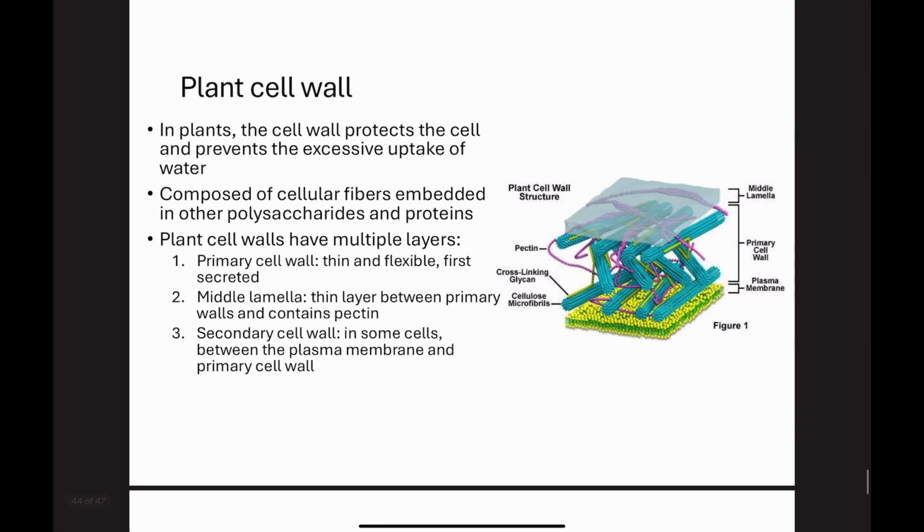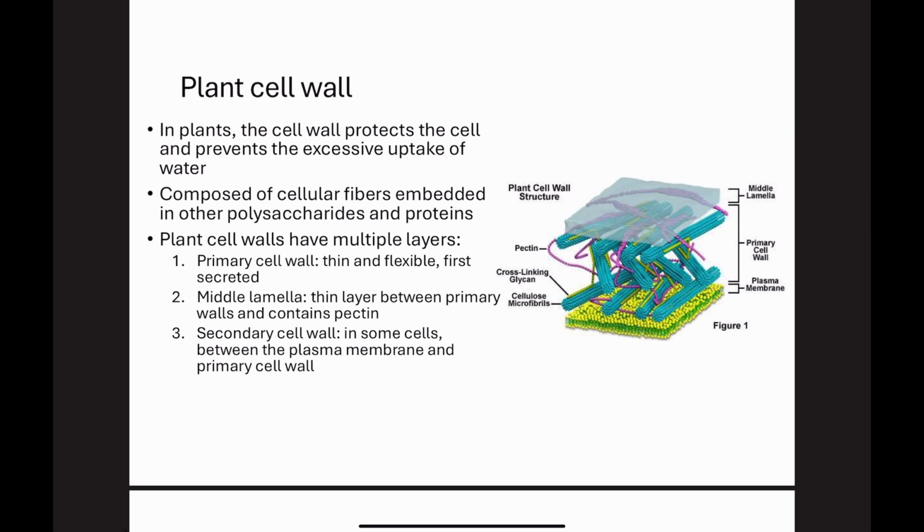So in plants, their cell wall's function is to protect that cell, and it's supposed to maintain the shape. It's going to prevent too much water intake, and it's going to support the plant against gravity as well. It's made up of cellulose microfibrils, which are produced by cellulose synthase. It's going to be embedded in a matrix of proteins and polysaccharides, sort of like reinforced concrete.